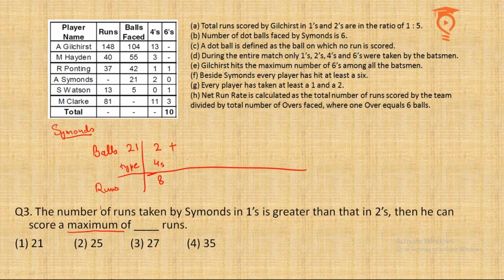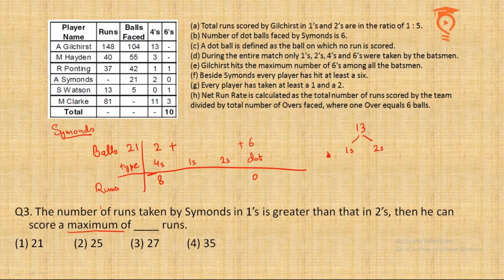No sixes. So now only singles and doubles. We have the information that he faced 6 dot balls, which added 0 runs. So 8 balls we have talked about, 13 balls remaining. 13 balls, in what way should you divide 13 balls into singles and doubles so that the number of runs made by singles is more than the number of runs made by doubles?